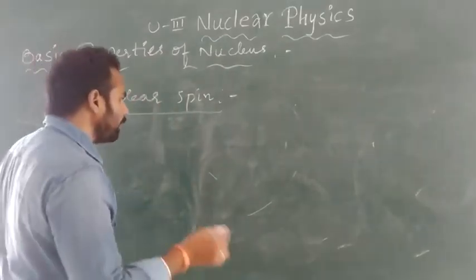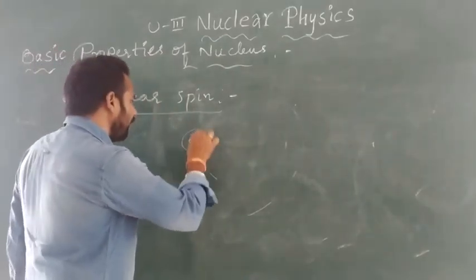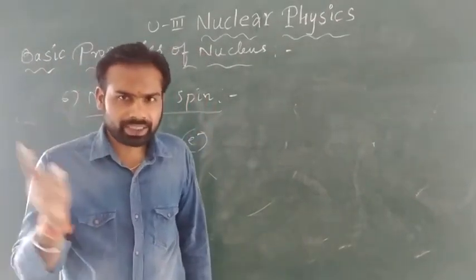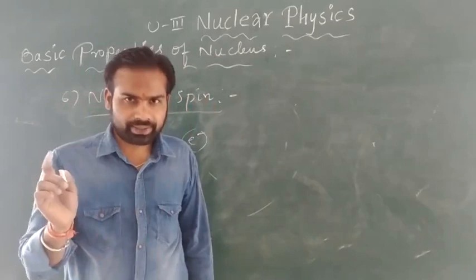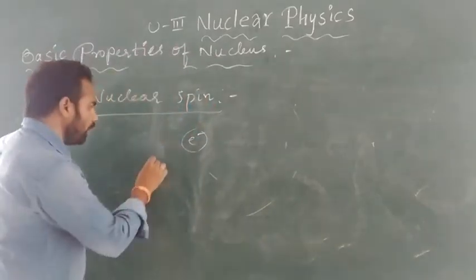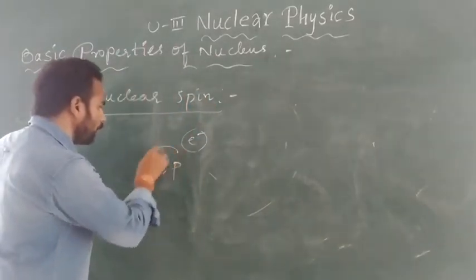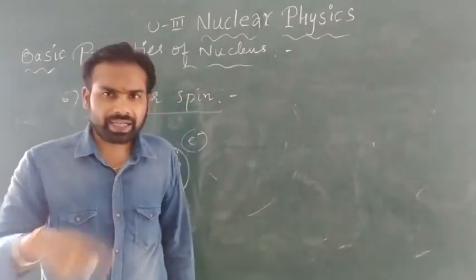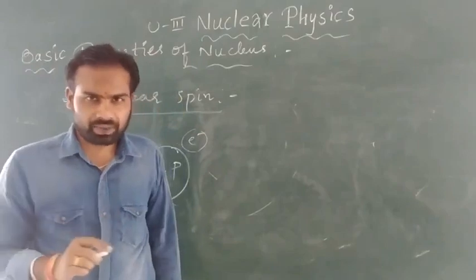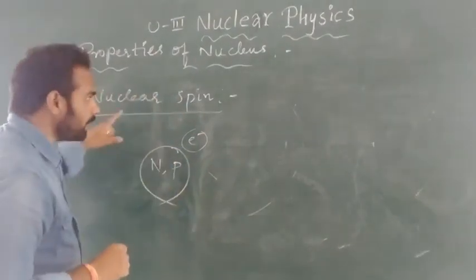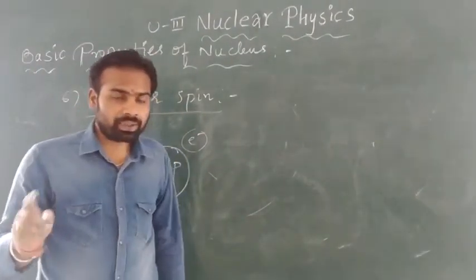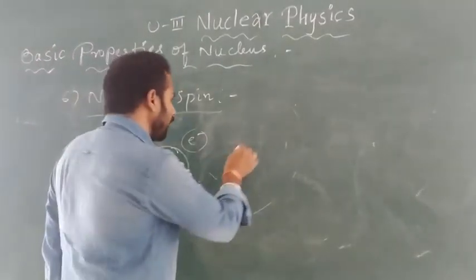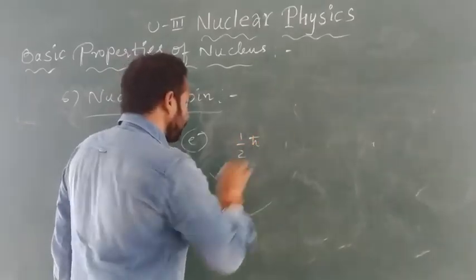What is nuclear spin? It is similar to the electron spin. The electron will revolve around itself and also around the nucleus. Similarly, the neutrons and protons in the nucleus also rotate themselves and around the center of the nucleus. So for nuclear spin, the nucleons, nothing but proton and neutron, also have spins. Similar to the electron, it has half integral spin.